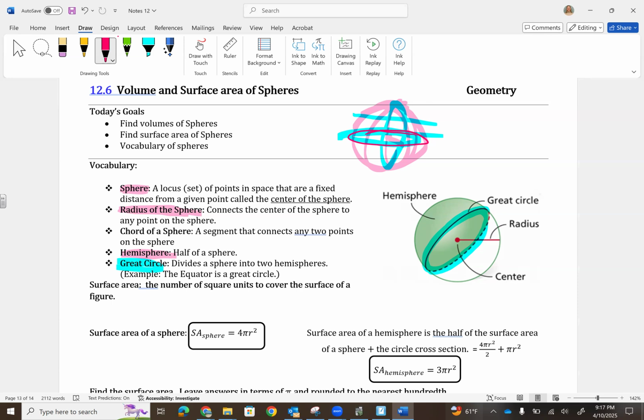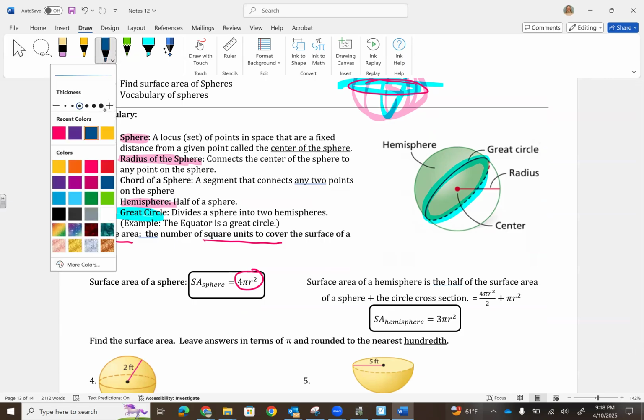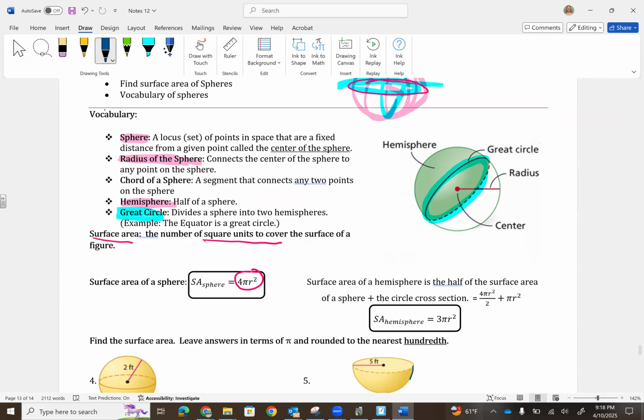Surface area is how many square units it takes to cover the surface of a figure. And there's a formula for that. It's 4 times pi r squared. Okay, so that's going to be a good thing. And then the surface area of a hemisphere, you may want to find the entire surface area of a hemisphere. The lateral portion would be this part right here. It would be basically this 4 pi r squared and then half of it. So you could reduce that to be 2 pi r squared. That's going to be the lateral.